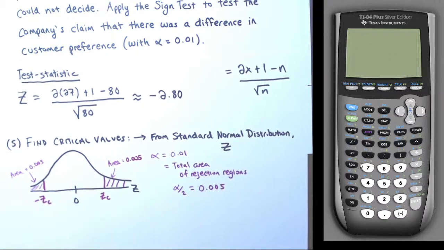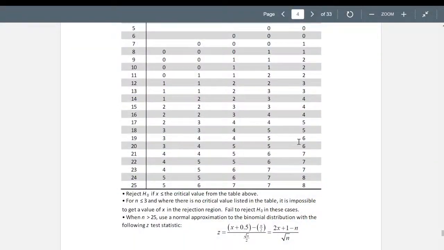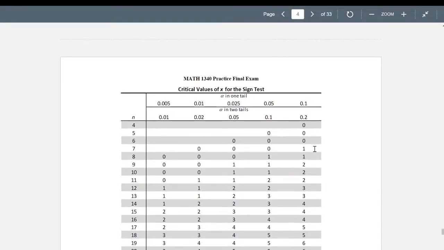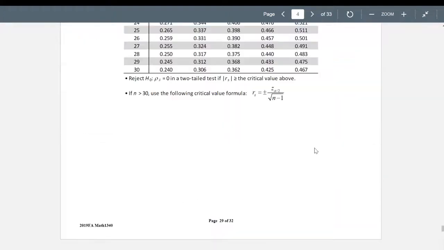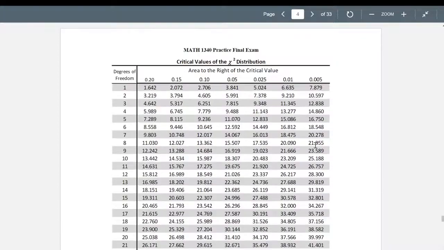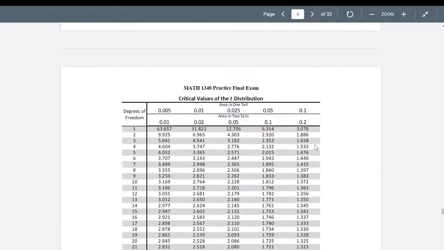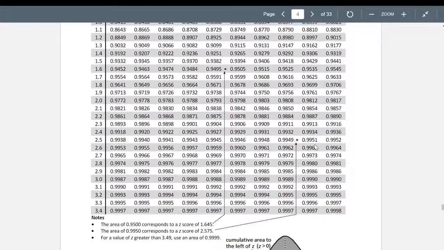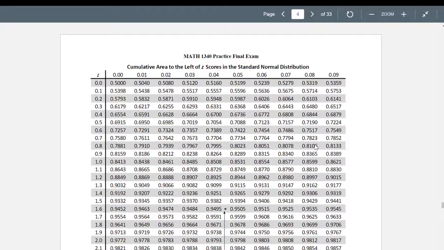One was with a table. So let me go back and show you. Now again, not the table for the sign test, but the table for the standard normal, for z-scores. So I've got to scroll up a bit. If you want to do a Google search for this, so here we are. Notice my table here is for cumulative area to the left of z-scores in the standard normal distribution.